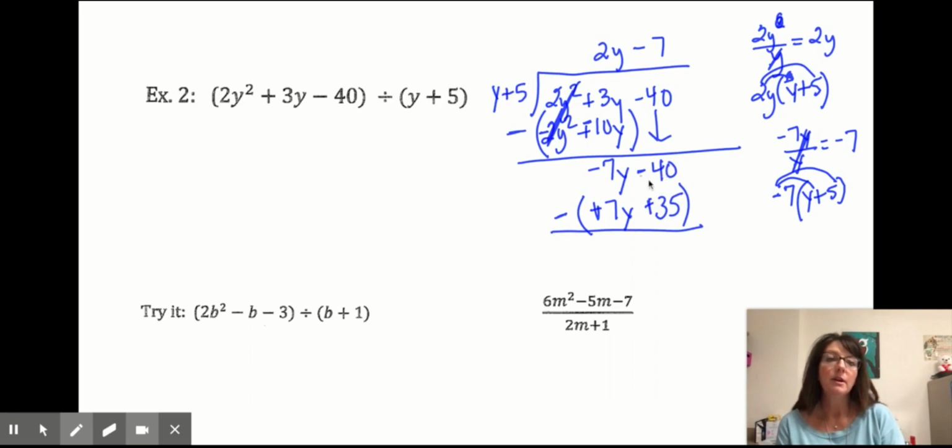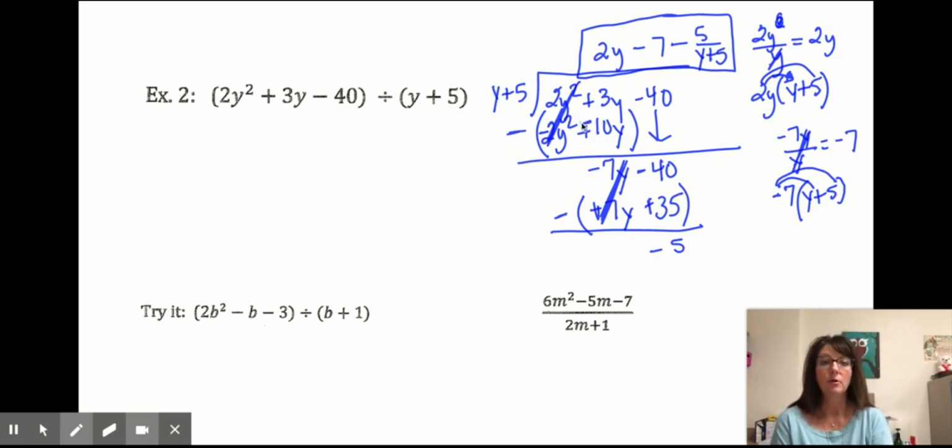Now we're going to take that sum. -40 plus 35 is going to become a -5. This -7y plus 7y cancels. This becomes our remainder. And remember how we write our remainder over our divisor? So it's like plus -5 over y plus 5, or you can see it as minus 5 over y plus 5. Okay, and this is our quotient, this whole thing. You could check your work by taking this times the y plus 5 and distributing that to get your original trinomial.